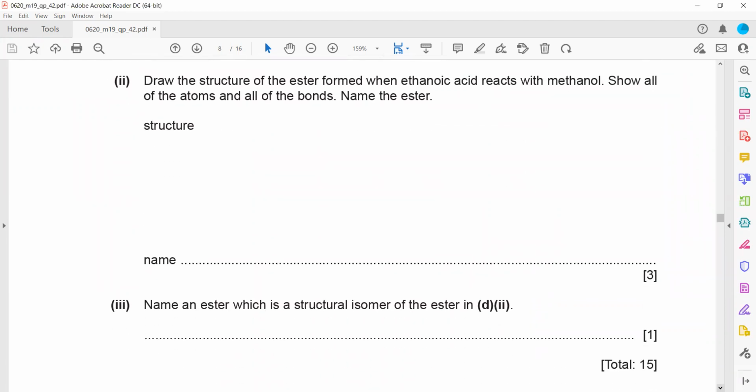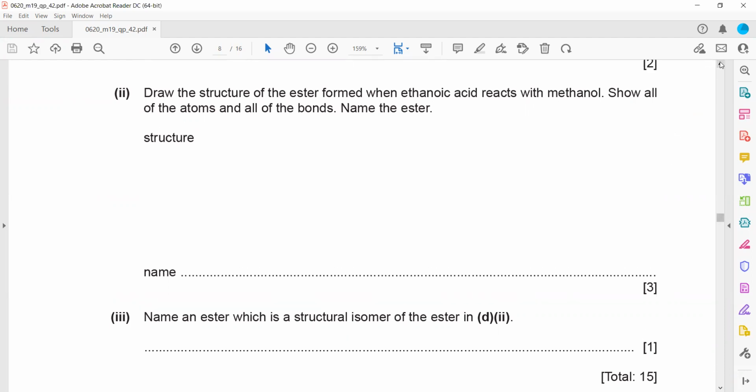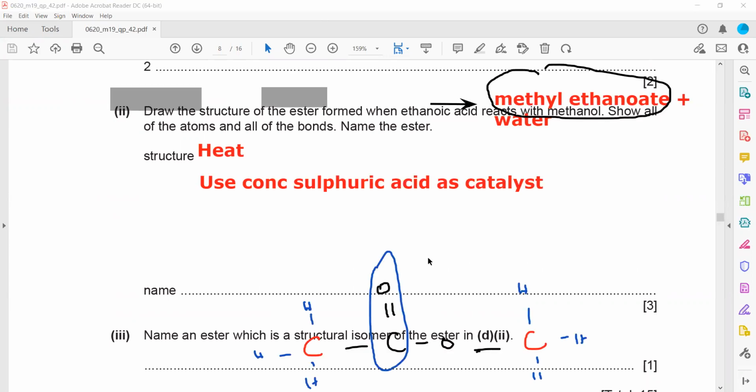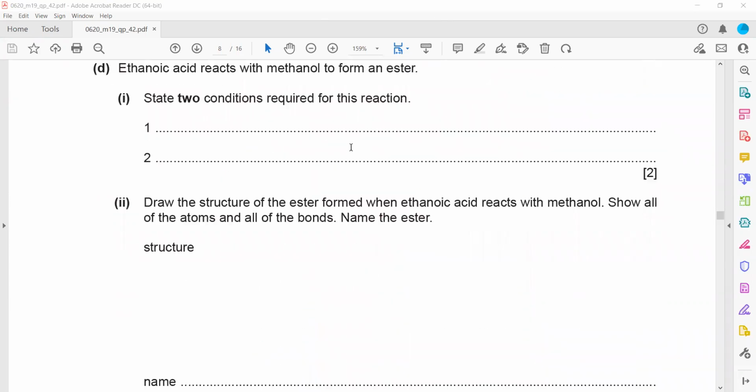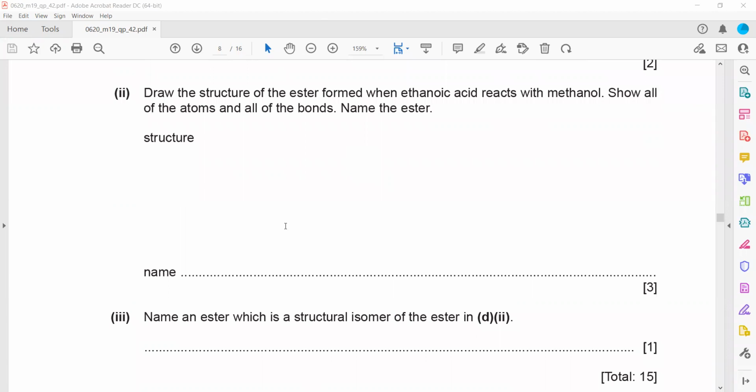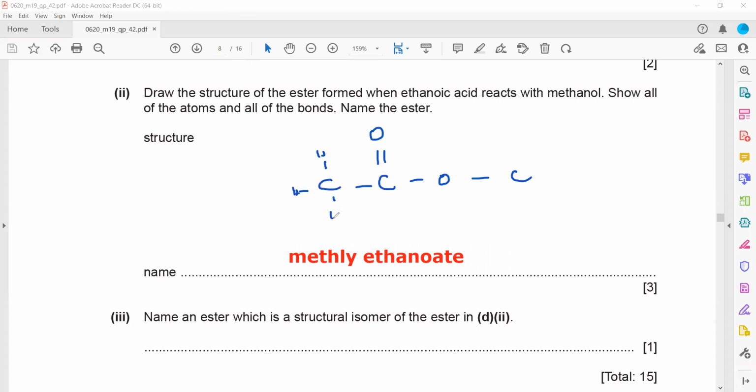Name an ester which is a structural isomer of the ester in D1. The ester which is formed here was methyl ethanoate. So how can we make the ester which is a structural isomer? As we drew the structure of methyl ethanoate, what was the structure? C double bonded with O, and O was there, and one side one carbon was attached, one side two carbons were there. So that is why it is methyl ethanoate.